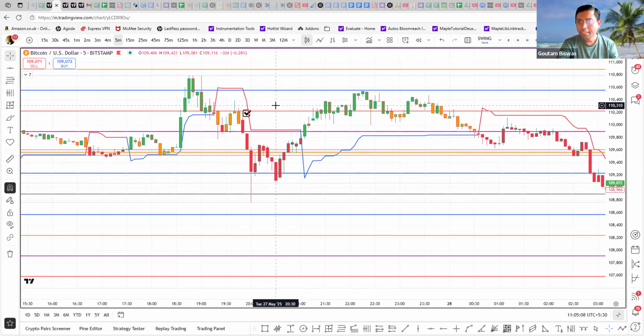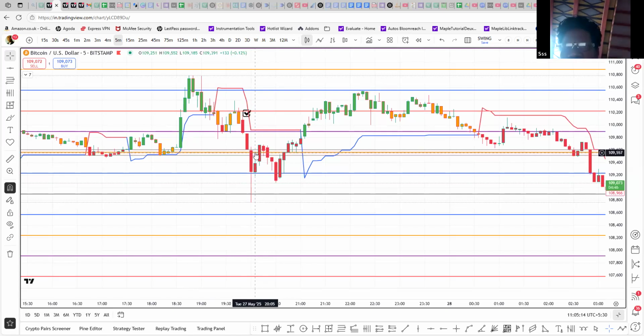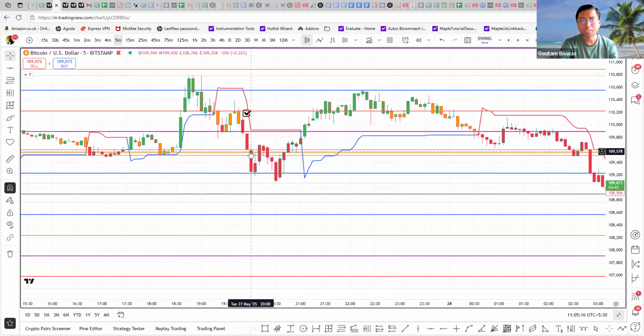Now, once you are in the trade, your first target is the next GAN level below. If you're in the short, the next GAN level is this, your first target is this one.